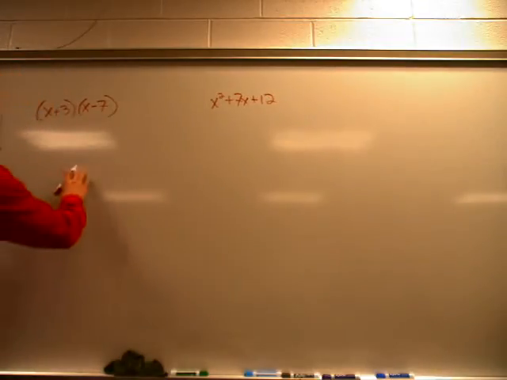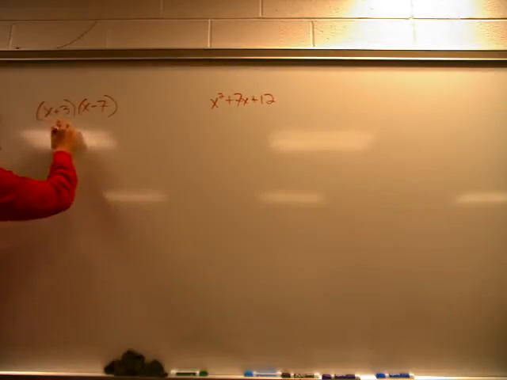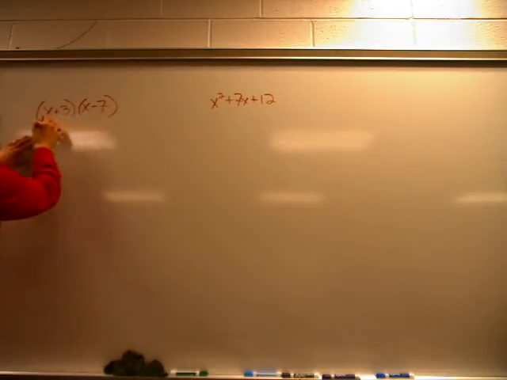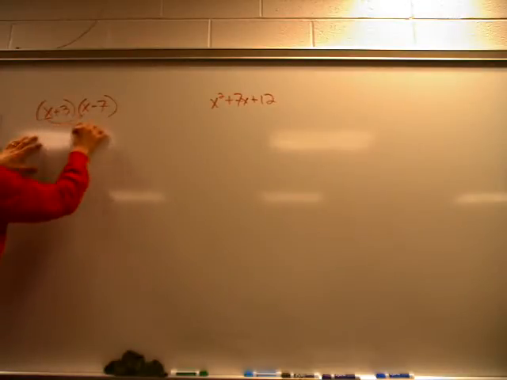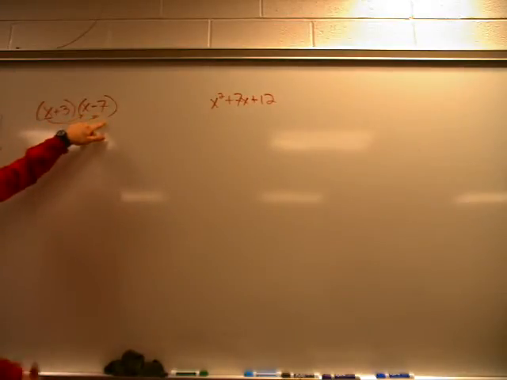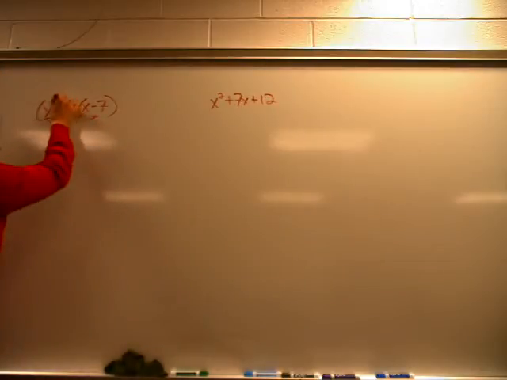All right. So the idea here is that we want to multiply everything by everything. We want to multiply this term by both of these terms. Essentially we're distributing this x and multiplying it by this x and this negative 7. And also we want to distribute this 3 to x and negative 7.